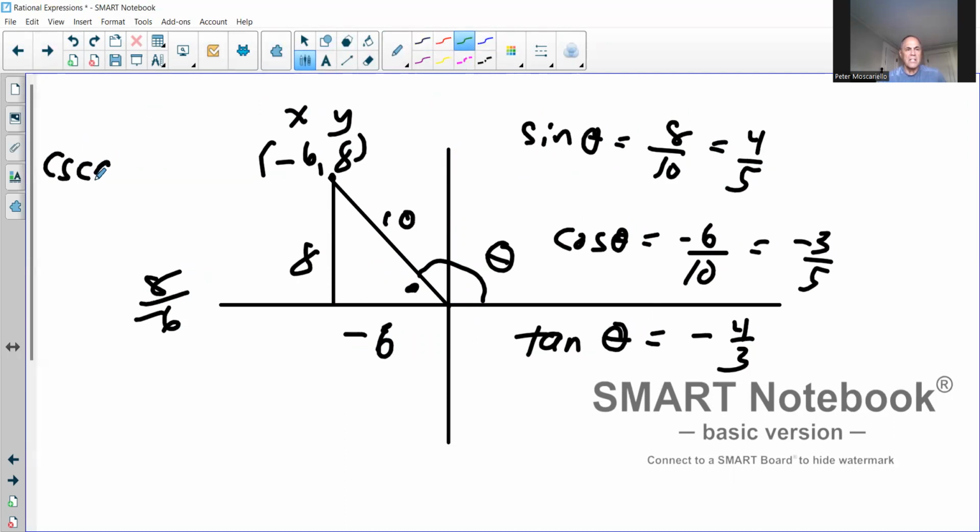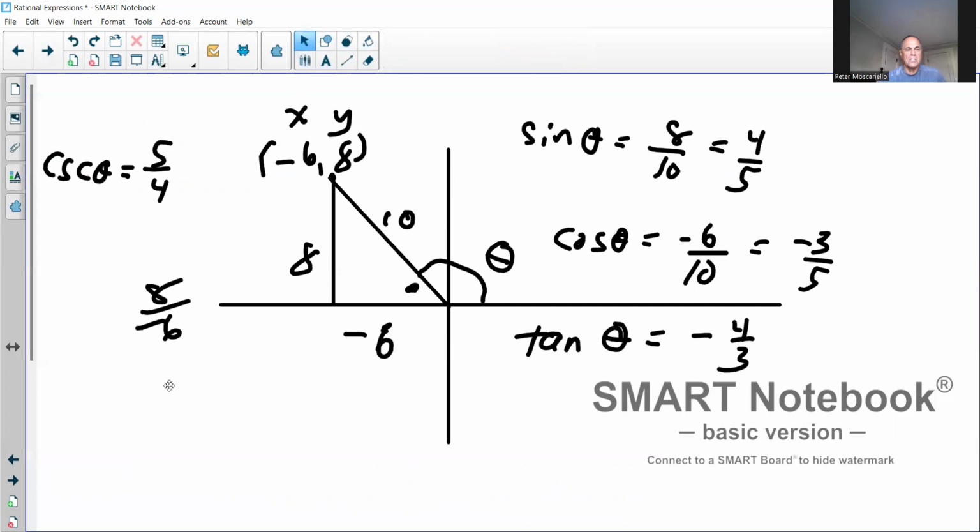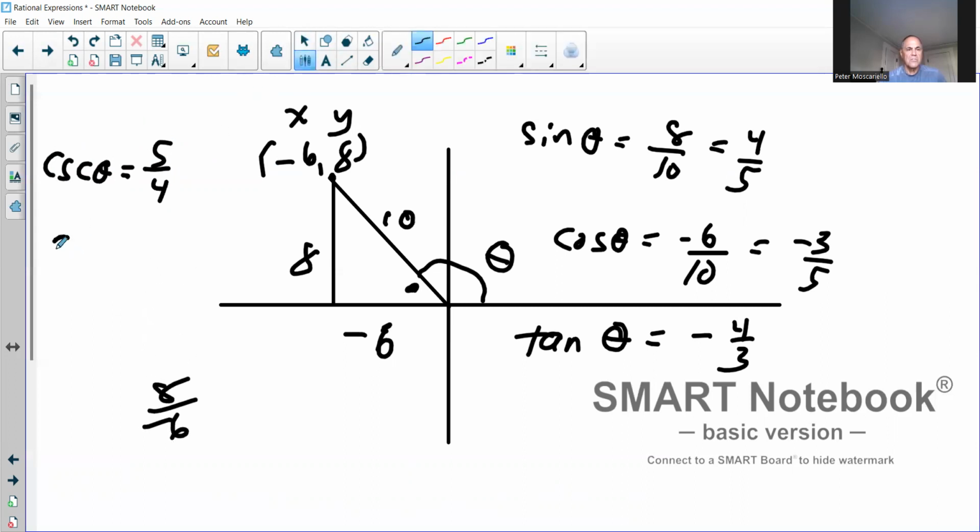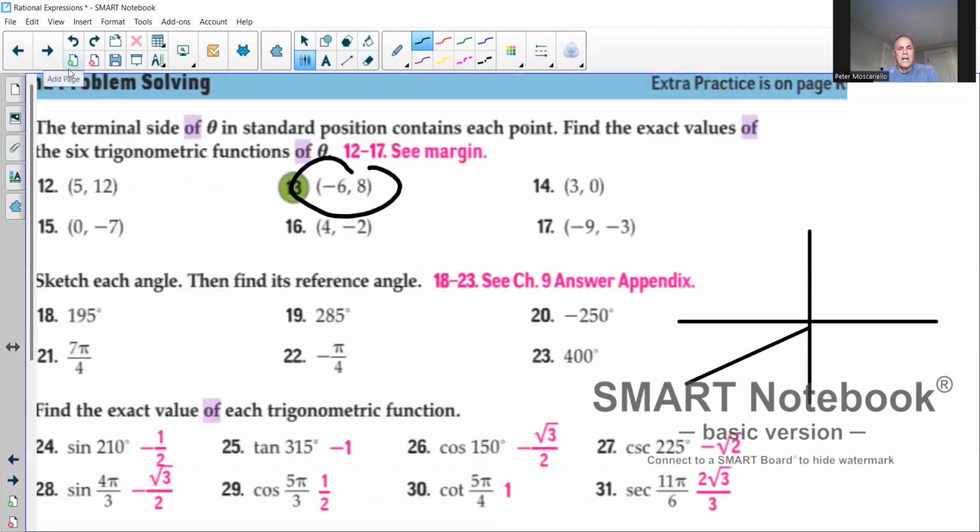How about cosecant? Well, cosecant is a reciprocal of sine, so just flip this over. Cosecant is 5/4. And then secant is the reciprocal of cosine. Got to just memorize that. -5/3. Don't change the plus or minus, just change the fraction. And cotangent is the reciprocal of tangent, so -3/4. You got it. Let's do another one. How about this one? -9, -3.